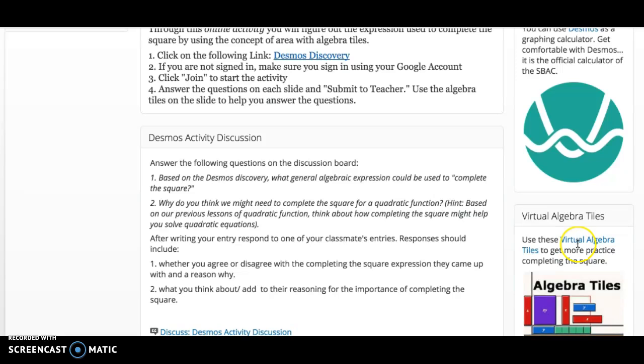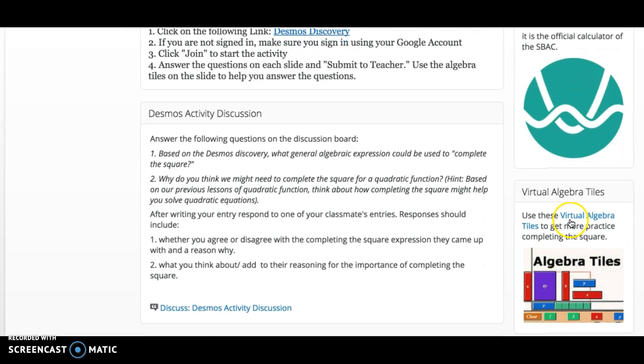I've also provided you with virtual algebra tiles. You can go ahead and click the link and use those algebra tiles at any time to help you solve any of the practice problems that we have for completing the square. After your discovery activity, make sure you do our Desmos activity discussion, where you're going to be providing your observations and conclusions made about the pattern using the algebra tiles.